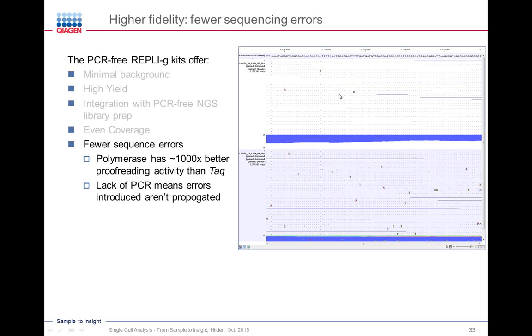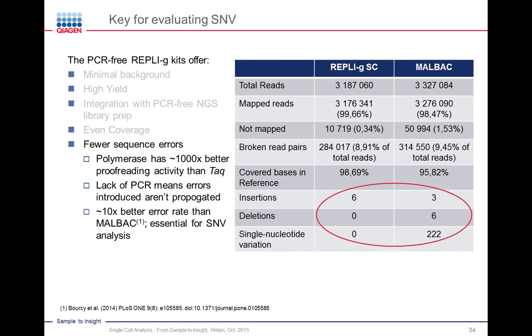If we look at NGS data, this is on top, done with REPLIg, and the bottom with a PCR-based approach, we see that there are a lot of sites here that aren't matching the reference genome. And a lot of these are spurious. They're not in the actual sample. We don't believe these are coming from actual cell-to-cell variability.